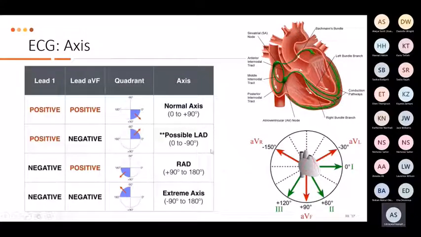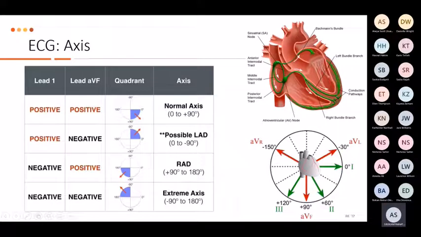With a left axis deviation, your lead 1 will be positive, so still pointing up. aVF will be negative, so pointing downwards, so they're pointing away from each other. So the way I remember is they're leaving each other, therefore it's left. And just to look at it anatomically, you've got the current going more towards lead 1 because it's deviated towards the left. So lead 1's going to remain positive, but it's away from aVF. So it's almost like it's going away from it. So that's why it's negative.